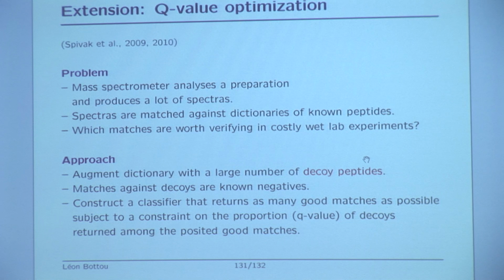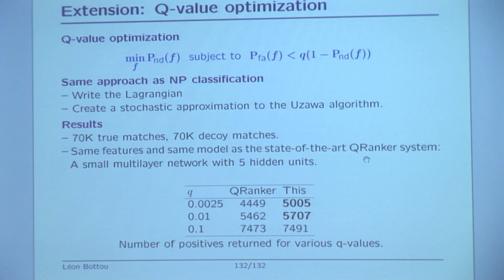So what we would like to do is construct a classifier that returns as many good matches as possible, subject to a constraint on the proportion of decoys. That's called the Q value. So, OK, let's write that. You want to minimize the probability of non-detection, which means maximize the probability of returning positives, subject to a constraint that says that the number of false alarms is less than Q times the number of positives returned by the system. That's my constraint. And it's very similar to the Neyman-Pearson problem. And you can use exactly the same techniques.